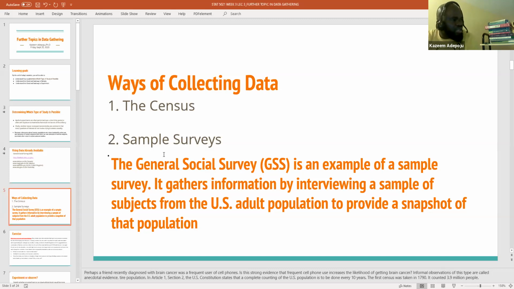And of course, that was due to Article 1, Section 2 of the United States Constitution that stipulates that counting should be done. And ever since 1790, that has been done every 10 years. So like I said, in 1790, the American population was 3.9 million people. But now in 2020, according to the US Census Bureau, the American population is more than 331 million people.